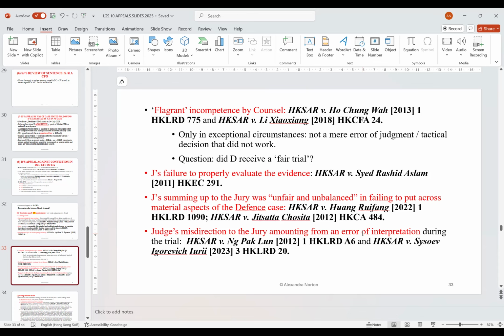So that was a serious error of interpretation, which means that when you are the trial counsel, you really have to be switched on at all times, listening carefully to every single question that's asked, looking carefully at everything that's going on in court.